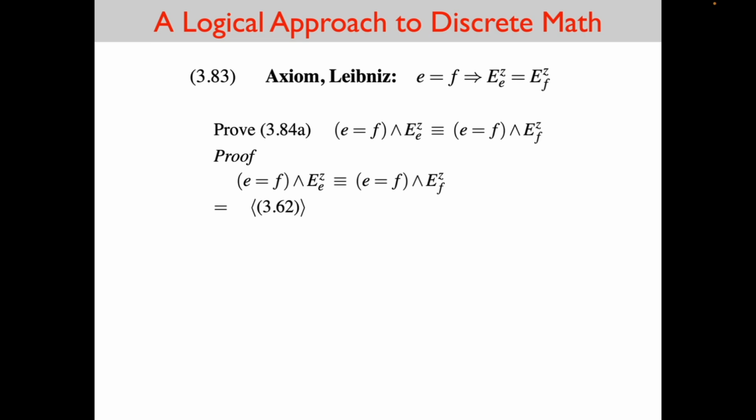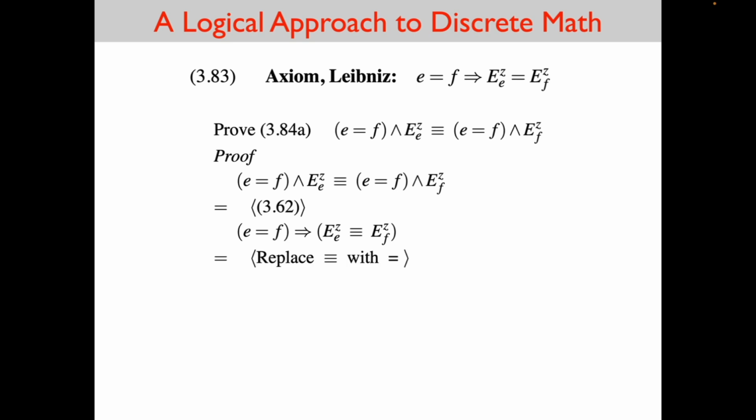Okay, so here we are back to our proof. Now can you see what's on the next line? The P is E equals F, and the Q is E with Z replaced by E, and the R is E with Z replaced by F. I know that's a lot of verbiage, but can you see it? Here it is. It's E equals F implies E with Z replaced by little e equals E with Z replaced by little f. Are you with me?